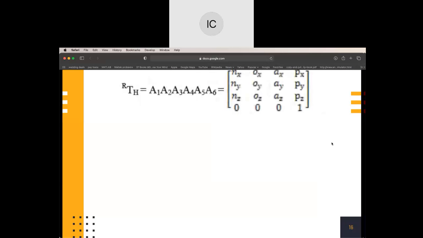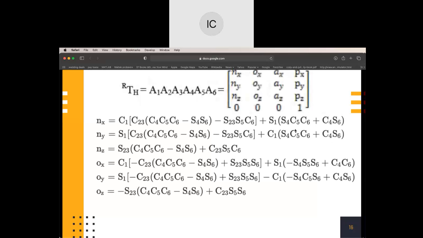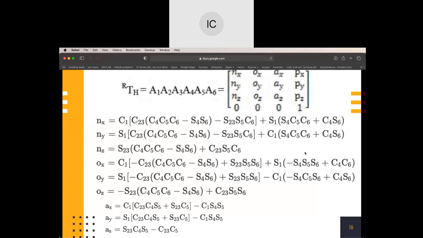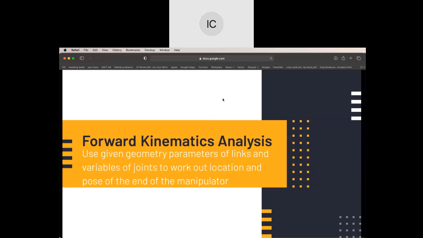And that leaves us with that transformation matrix equation we went over before. We are left with a 4x4 matrix that we did kinematic analysis on. All of these equations here are the variables you see in that final 4x4 matrix that we have made. So in a given reference coordinate system, the location of the end of the manipulator can be found using the given geometry of the robot and the parameters of the links and the variables for the joints.